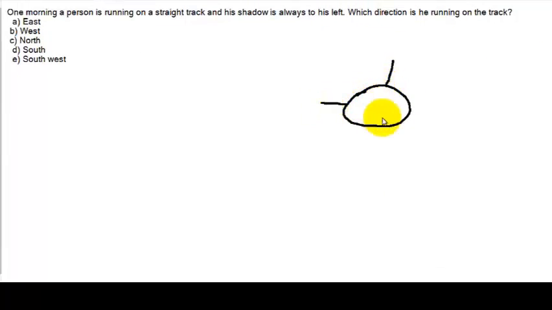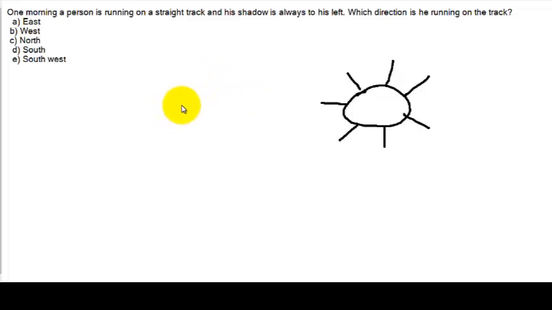Suppose this sun is in the east direction. Right? And let's make out all the possibilities of where the shadow will lie. It is strictly given that his shadow is always to his left. So in which case will the shadow fall on the left? It's important to understand.